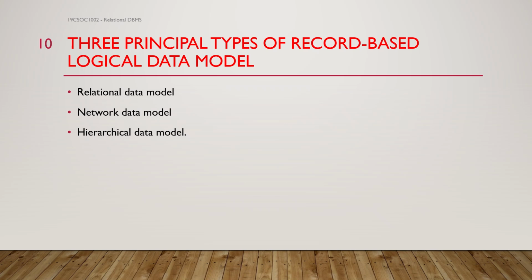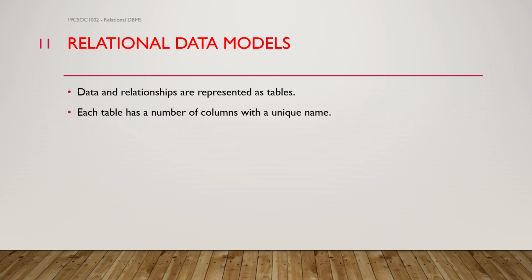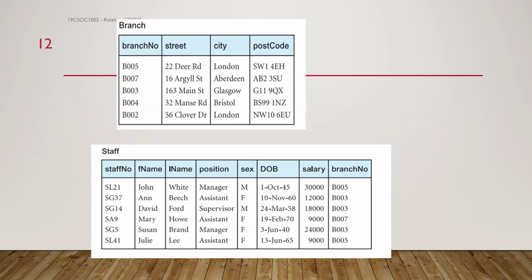First, what is the relational data model? We know that data and their relationships are always represented as tables in the RDBMS concept. Each table has a number of columns with a unique name. This is an example of a relational database, which contains branch number, street, city, postcode, etc., and a staff table which contains staff number, first name, last name, position, sex, date of birth, salary, and branch number. So these are the two tables we can include, the branch table and the staff table.